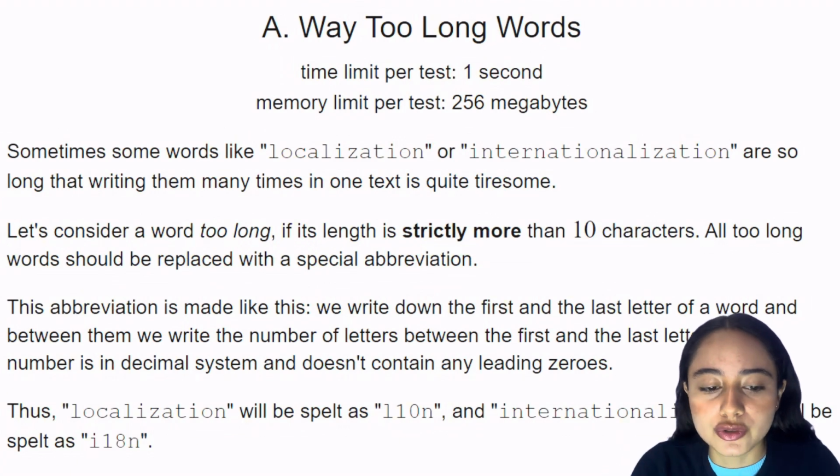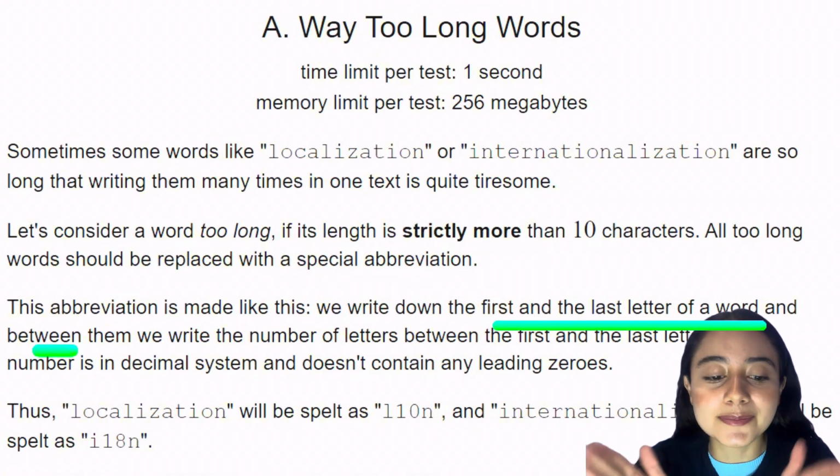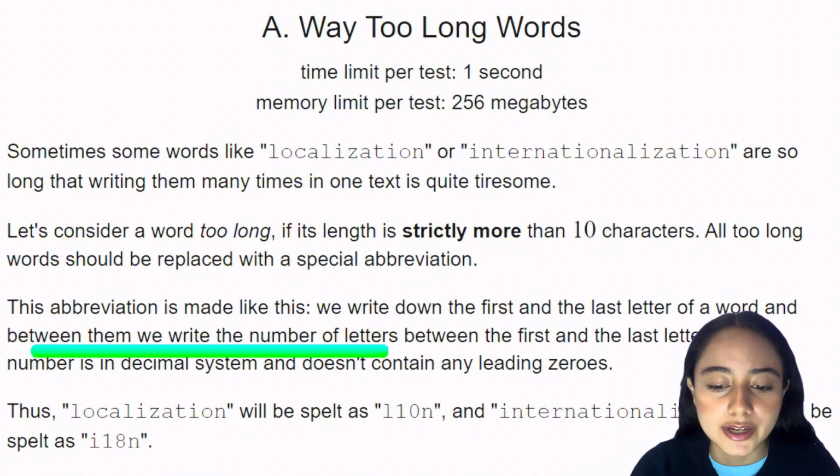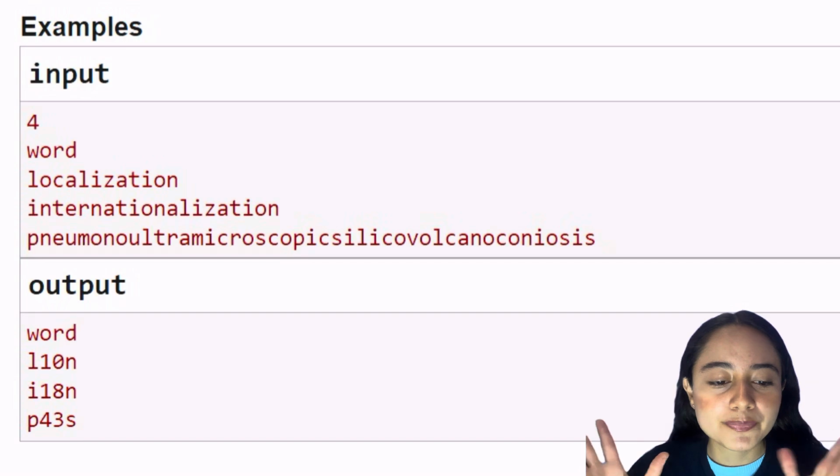All too long words should be replaced with a special abbreviation. This abbreviation is made like this. We write down the first and last letter of a word, and between them we write the number of letters between the first and last letters. That number is in decimal system and doesn't contain any leading zero. There we have everything we need to resolve this problem.